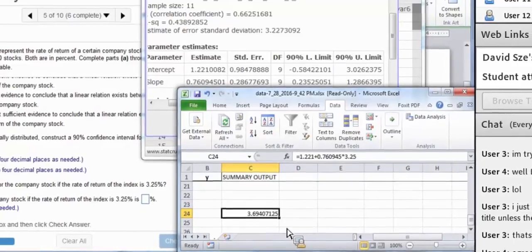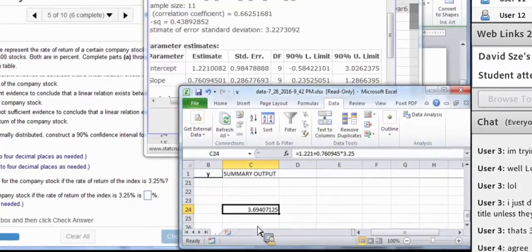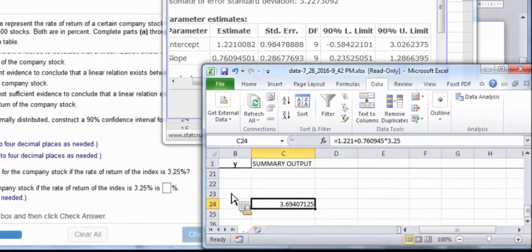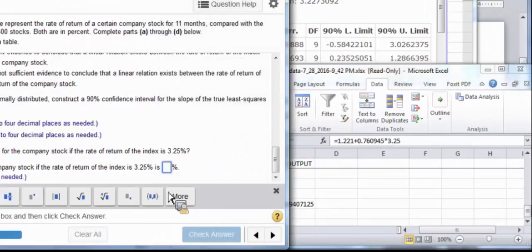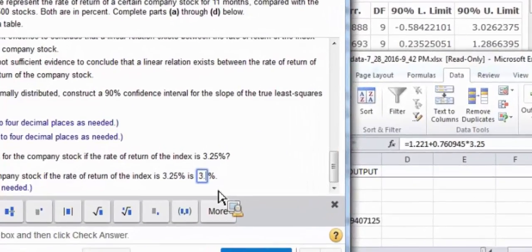So when I put all that in to 3 decimals, it's 3.694. So in other words, from this model, our prediction is if the total stock market goes up by 3.25%, then our particular company is predicted to do a little bit better than the total market. It's predicted to go up by 3.694.